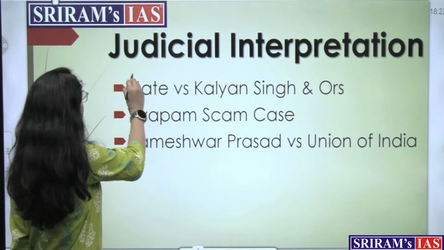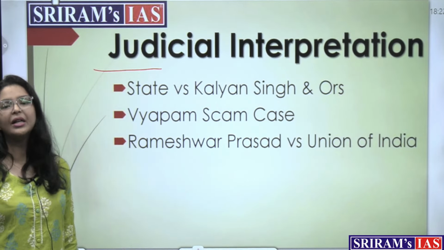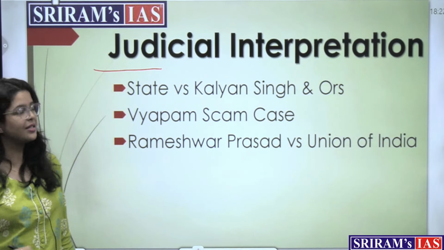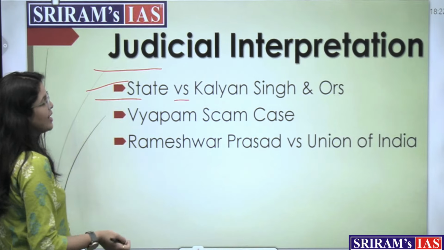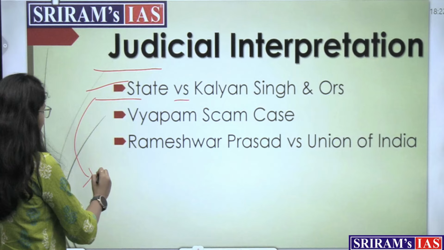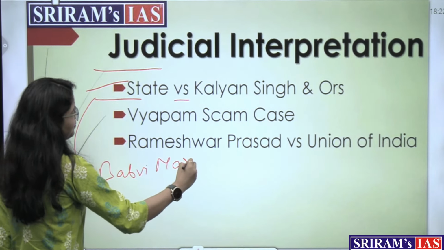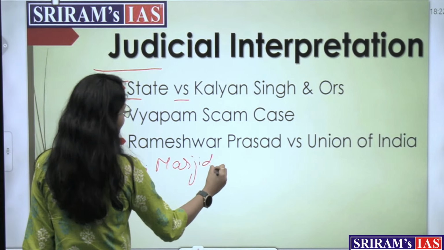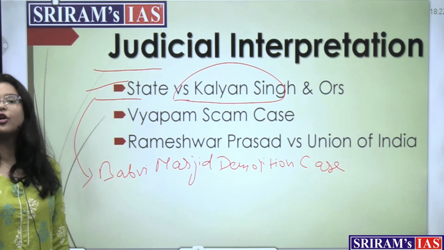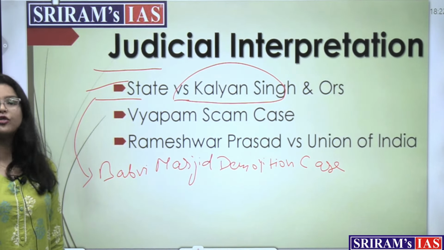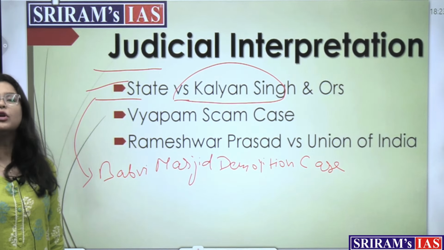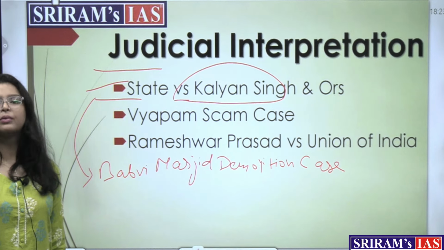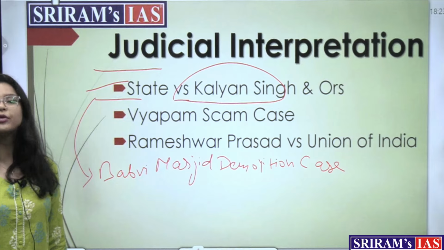Now moving further, let us understand the judicial interpretation, what has been interpreted by the Honorable Supreme Court of India and High Courts of various states. So first case is State versus Kalyan Singh and others. This case is famously known as the Babri Masjid demolition case, in which Kalyan Singh was one of the accused, but no criminal proceedings could be initiated against him because at that point of time he was the sitting Governor of the state of Rajasthan. So by virtue of Article 361 of the Indian Constitution, he remained immune from the start of any kind of criminal proceedings against him.